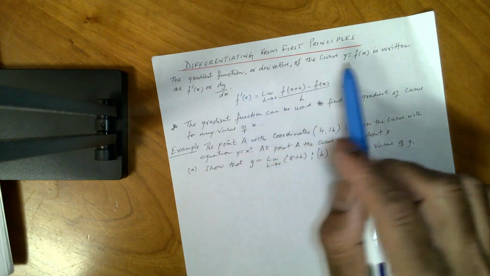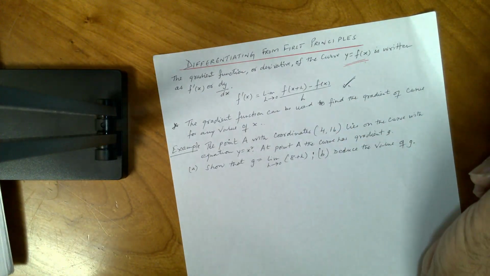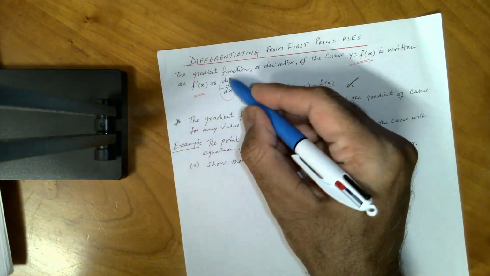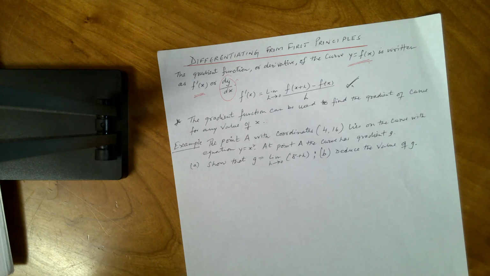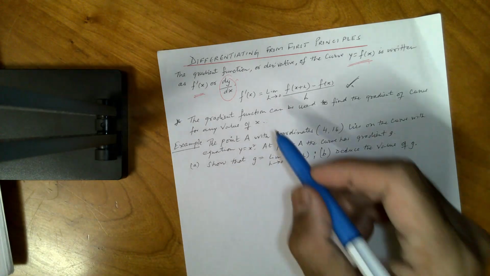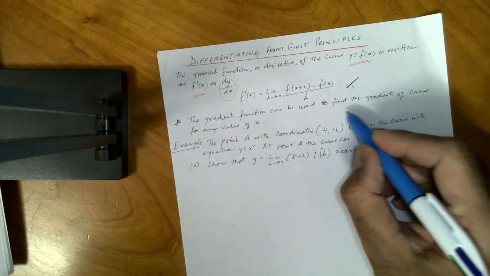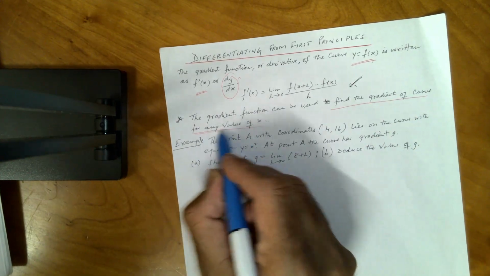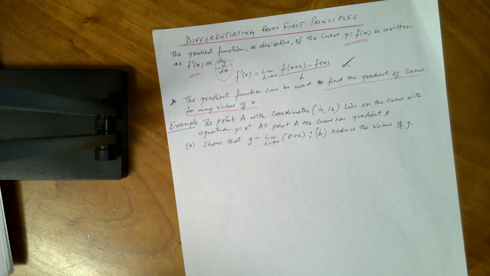The gradient function or the derivative of the curve y equal to f(x) is written as this, and dy by dx. As I said, I have explained this in my previous video, so please watch that. The gradient function can be used to find the gradient of the curve at any point, at any value of x. Okay, let's move on to the example.